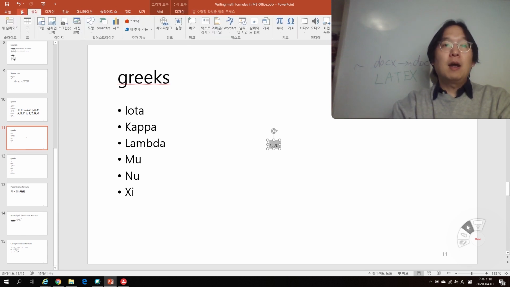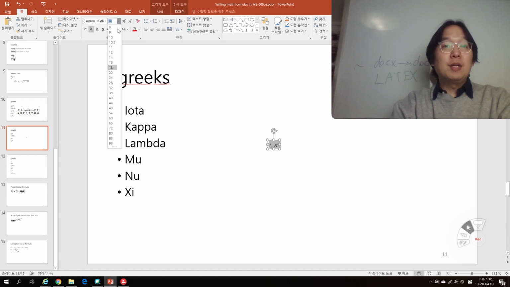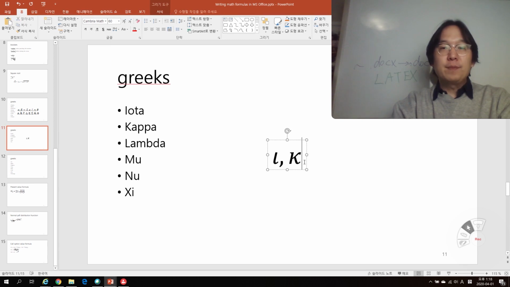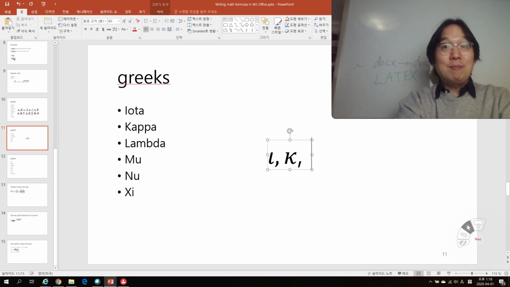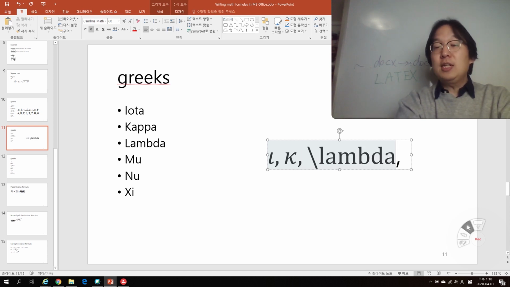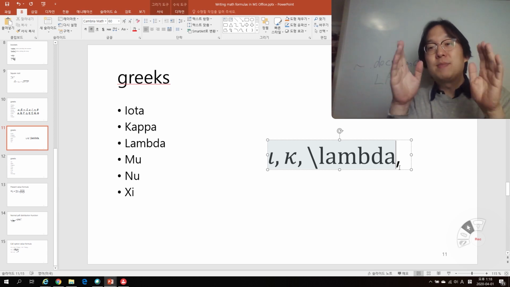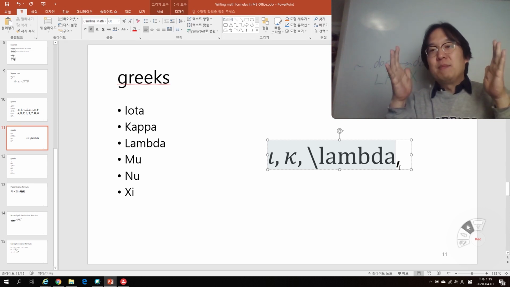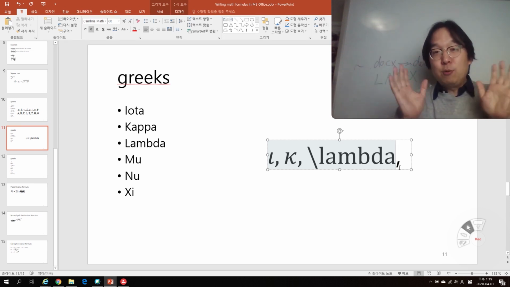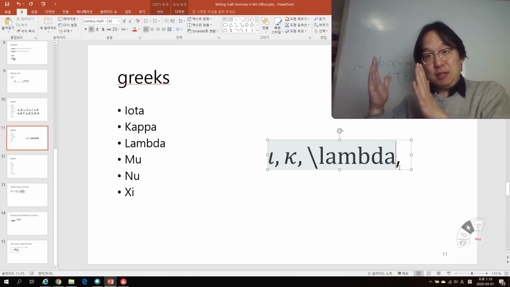And let me increase the font size to 60 or something, right? Comma, lambda, okay? No, I have to make sure it is shaded, okay? Comma, backslash, lambda. You see that the lambda over here is shaded, but the comma over there is not shaded. So there is a fine line distinction between what is the insert equation section and outside the equation section, okay?